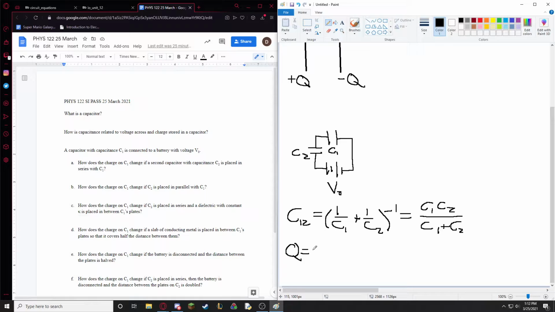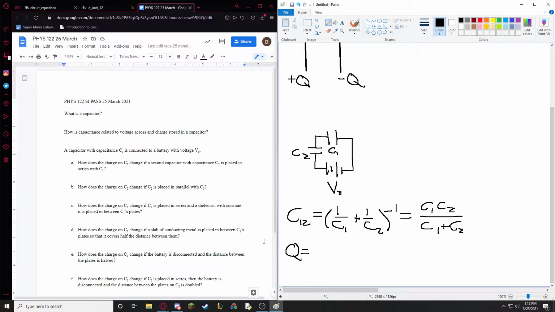The capacitance times the voltage. You're saying the capacitance for the total capacitance or just for C1? Just for C1. Just for C1? I thought you just said that the charges are going to be the same. Oh, right, yeah. Then we can just find it for the whole thing.